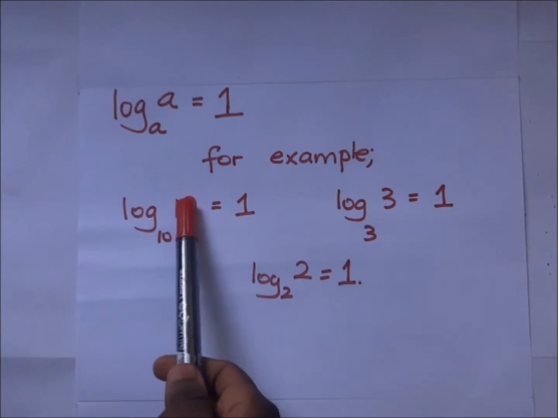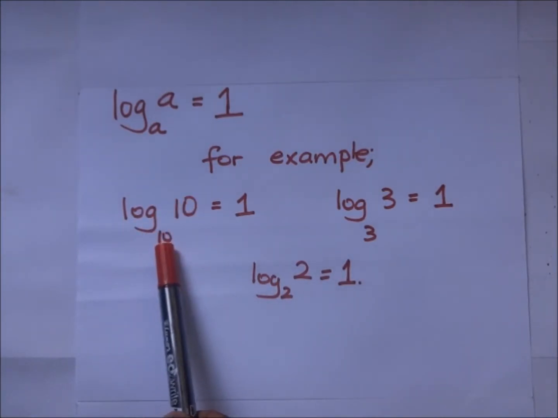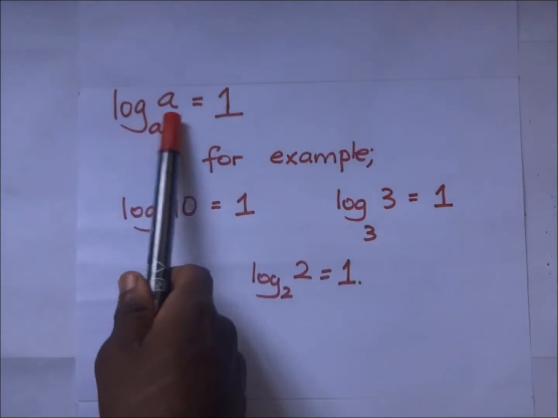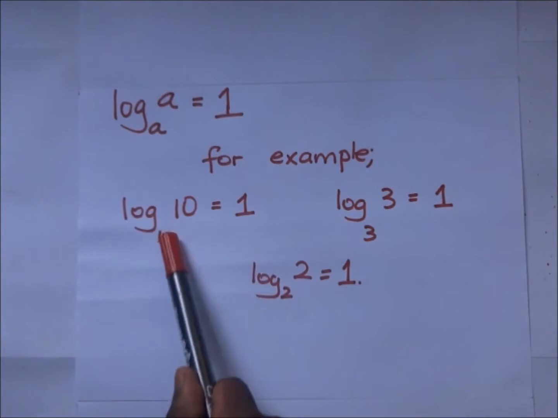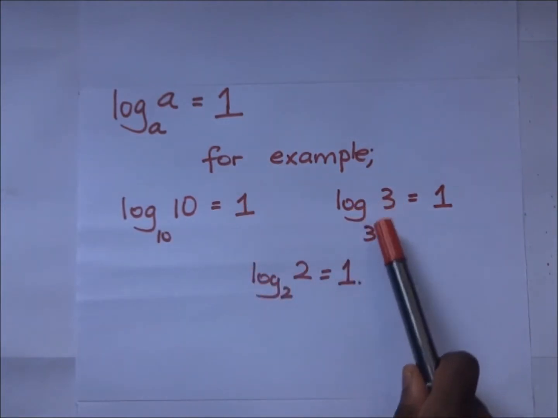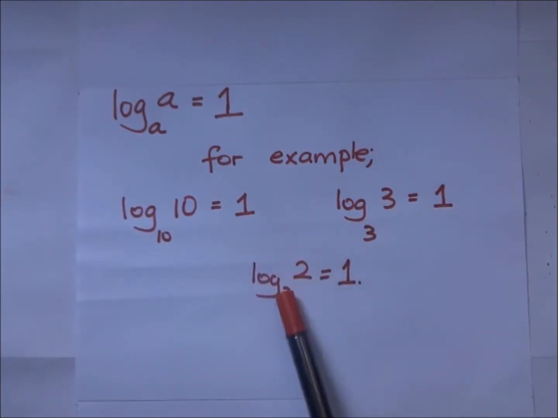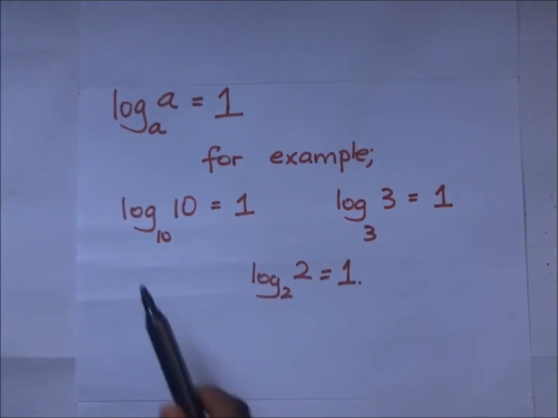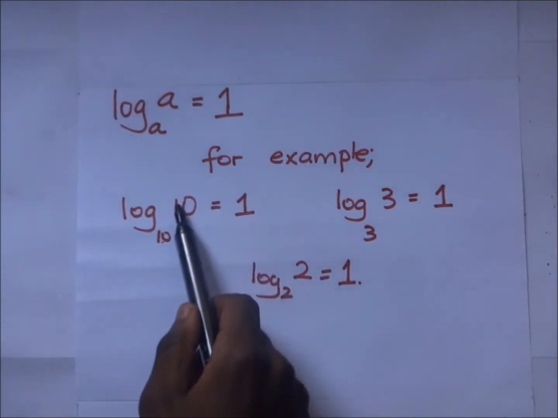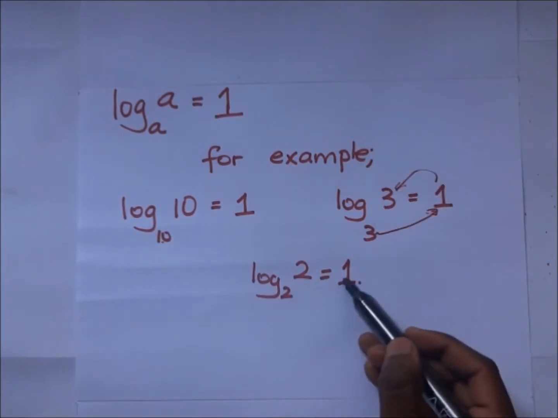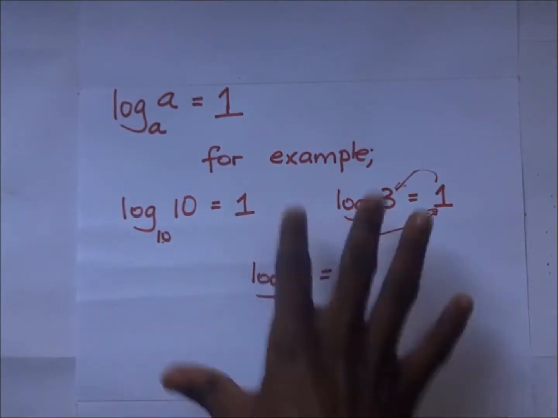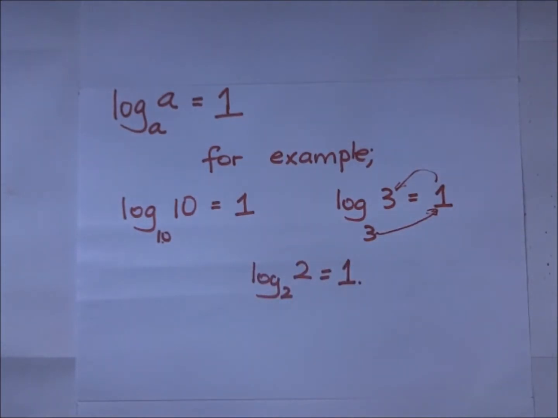When the number and the base of a logarithm are the same, the answer is always equal to 1. For example, the logarithm of 10 base 10 is 1. The logarithm of 3 base 3 is equal to 1. The logarithm of 2 base 2 is 1. If you convert them to index form, 10 to the power 1 is equal to 10, 3 to the power 1 is equal to 3, and 2 to the power 1 is equal to 2. So this is another property that should be at the back of your head when you're interpreting logarithms.